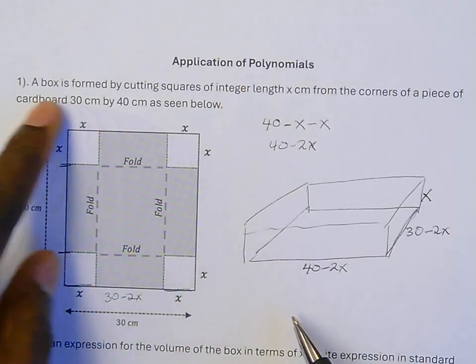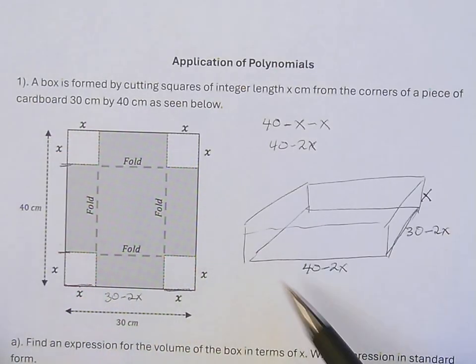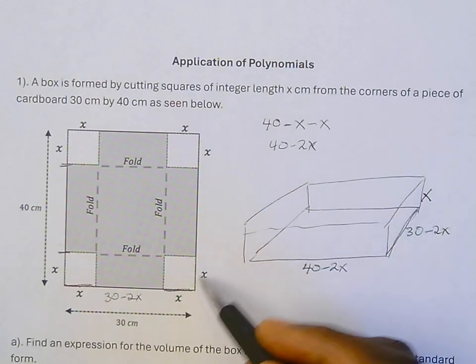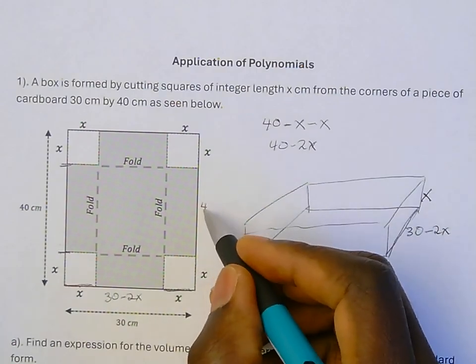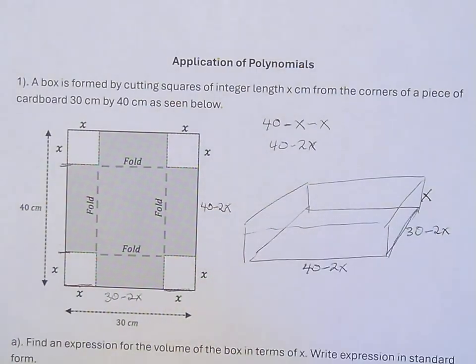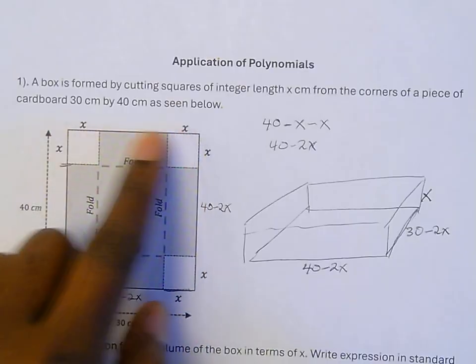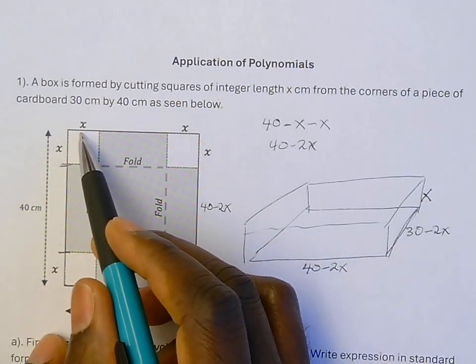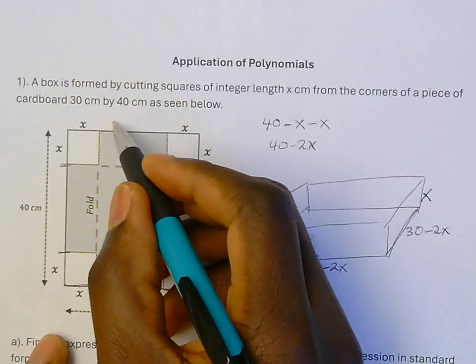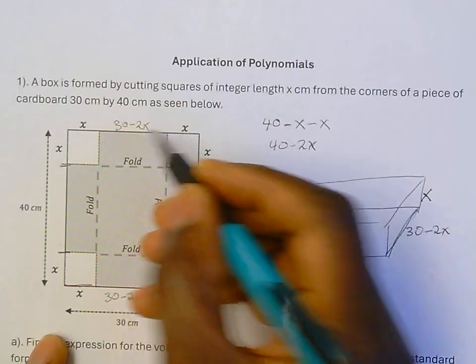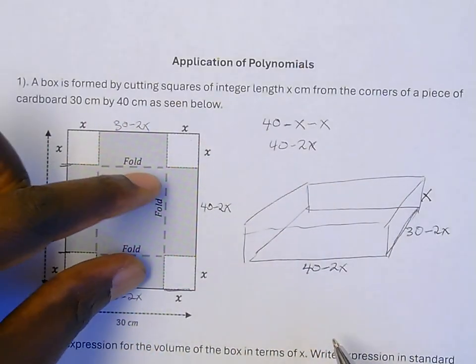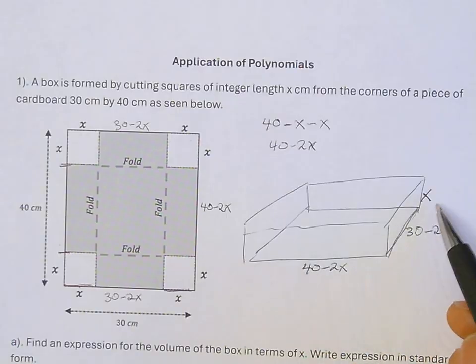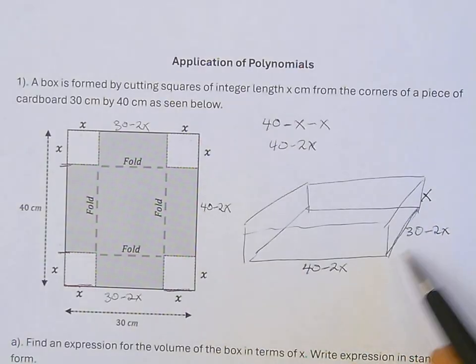So we had a 40 by 30, we cut off x, we cut off x, so we are going to be left with 40 minus 2x. On that side, we have 30 centimeters, we cut off x centimeters, we cut off x centimeters, so we'll be left with 30 minus 2x. So those measurements become the new length and the width of the box, and x becomes the height.